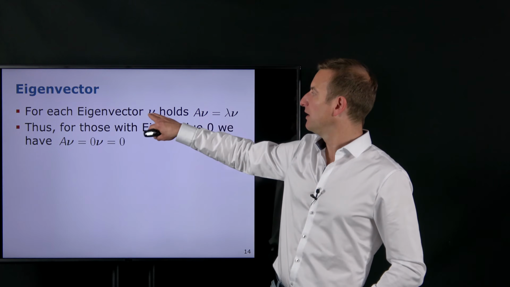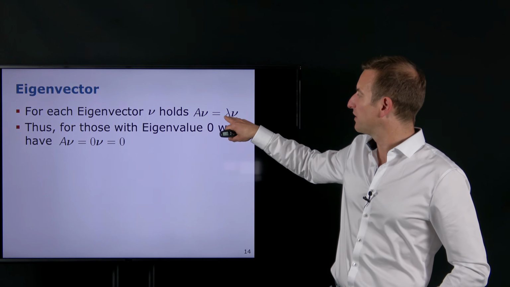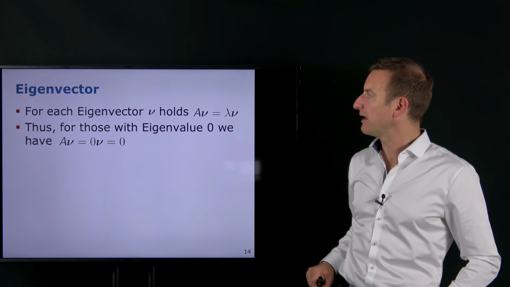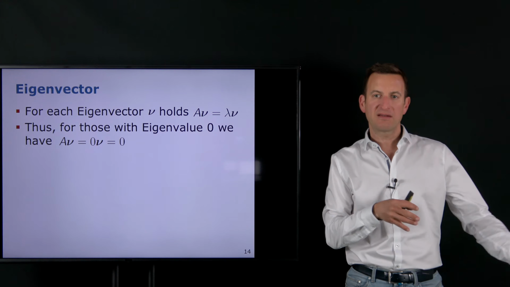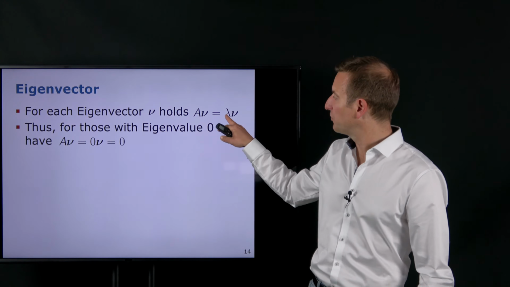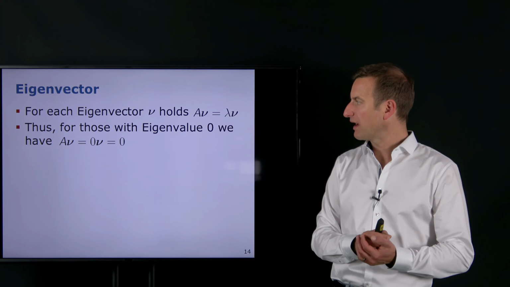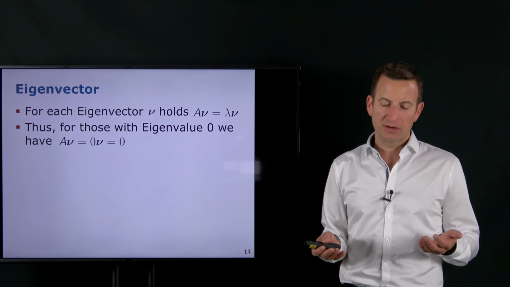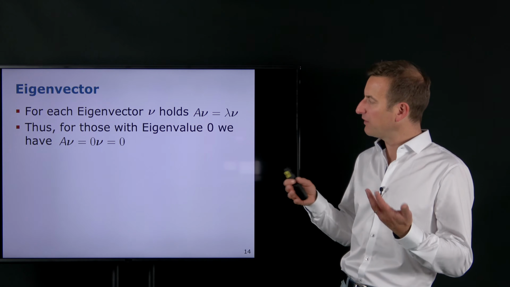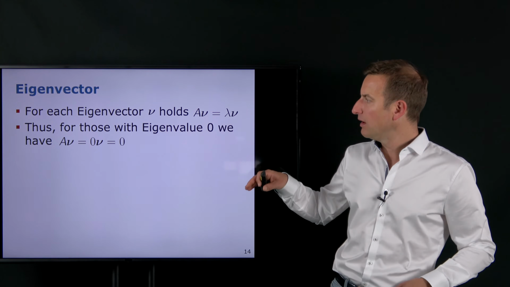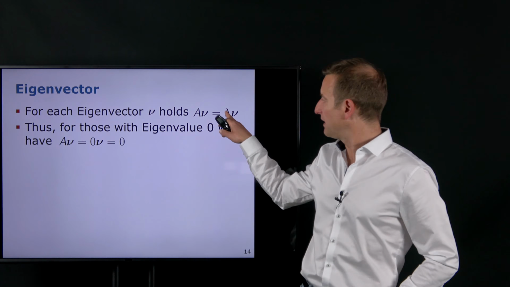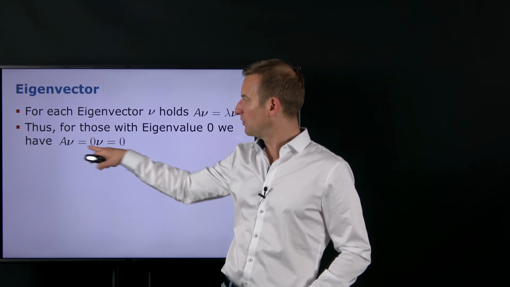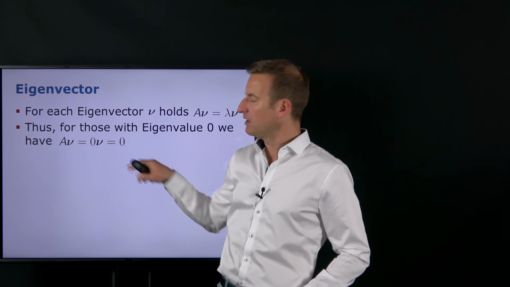So for any eigenvector v, we have A times v equals a scalar, called lambda, times v. So A is a matrix and lambda is just a scalar. This is the property that holds for the eigenvector and its corresponding eigenvalue. If we now say we have an eigenvector that belongs to this null space, so an eigenvalue of 0, then of course this lambda would be 0. So A times v equals 0 times v, which must be 0. So A times v equals 0.